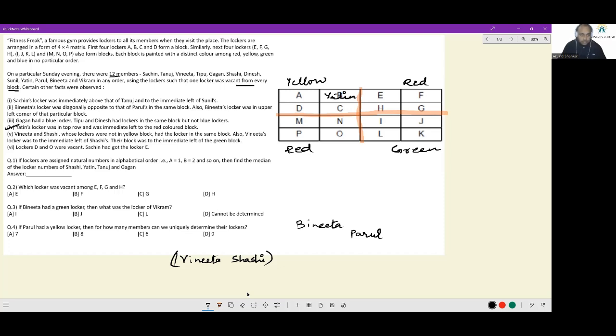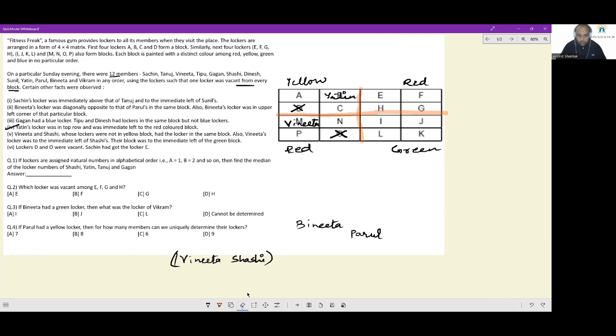Next, lockers D and O were vacant. So this is vacant and this is vacant. Additionally, we know Vinita and Shashi from point 5: their lockers were not in the yellow block, they had lockers in the same block, and Vinita's locker was to the immediate left of Shashi. So the only way this can be accomplished is we have Vinita here.